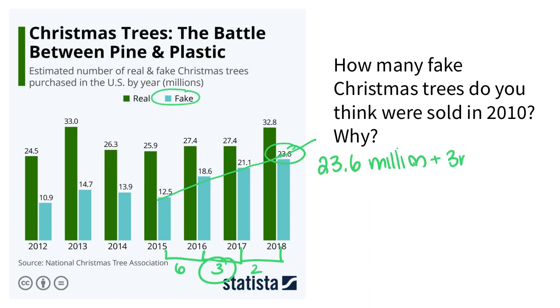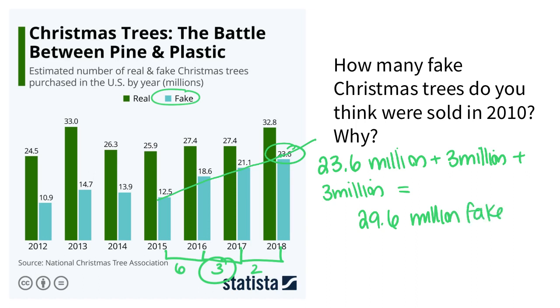In 2019, I would have 3 million more. And then in 2020, I would have 3 million more. So I would do 23.6 million plus 3 plus 3, and that would get me 29.6 million. So maybe I would say 29.6 million fake Christmas trees.